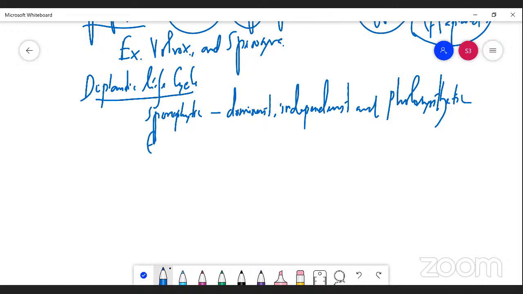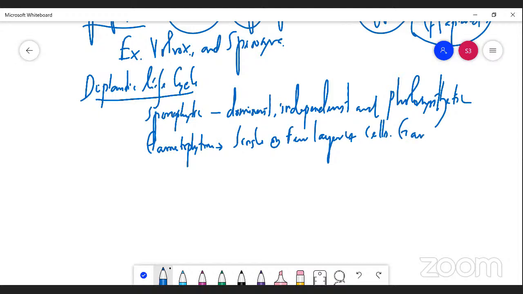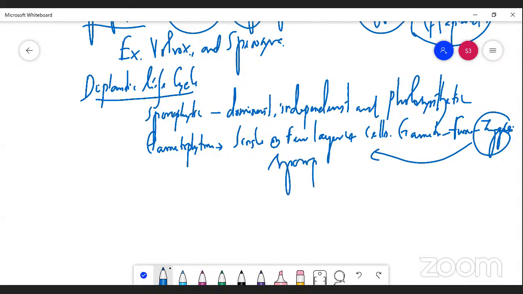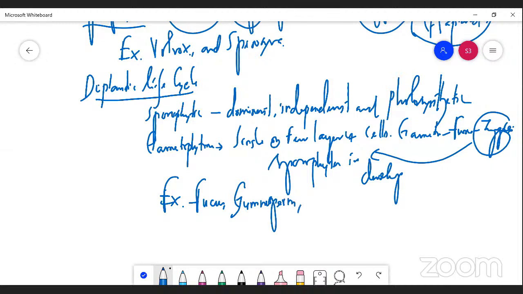But the gametophyte is made up of a single or a few layers of cells. Here, gametes are fused together to form the zygote. From the zygote, the sporophyte is developed. Examples of the diplontic life cycle are Fucus, gymnosperms, and angiosperms.